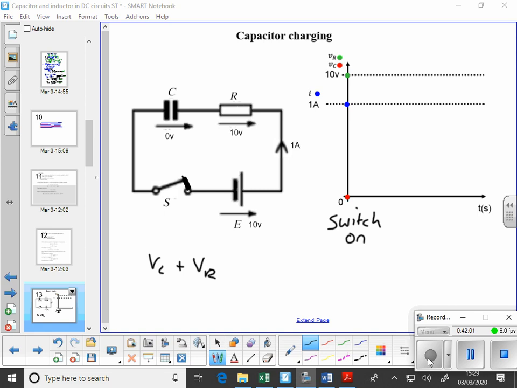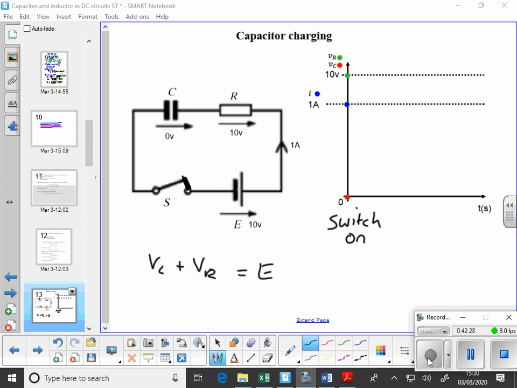Little vC is the instantaneous voltage at any time during the transient period, and it must always add up to 10. So if it's just switched on, there's nothing on the capacitor, so it must be 10 across the resistor. All agree with that? Yeah?